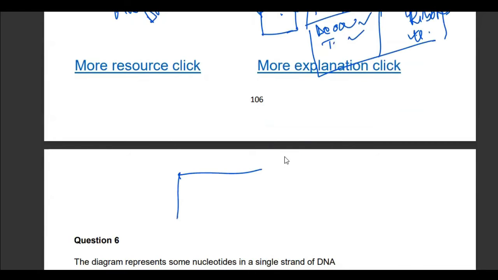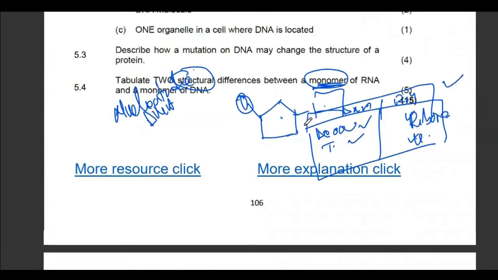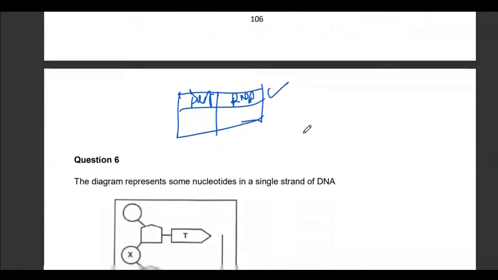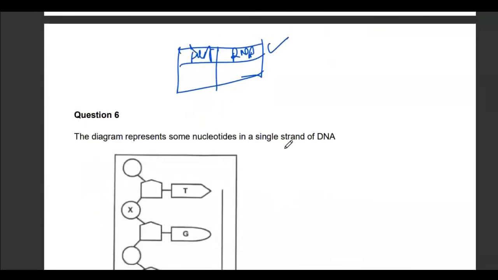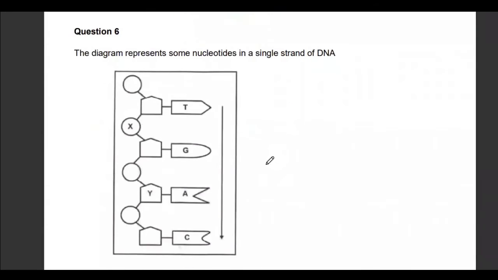At least you can grab that 1 mark. Just draw a table like this, and then put DNA, and then put RNA. Even if you don't have anything here, we shall come and give you a tick. At least you will score that 1 tick. So please try to use different ways in which you can get marks.